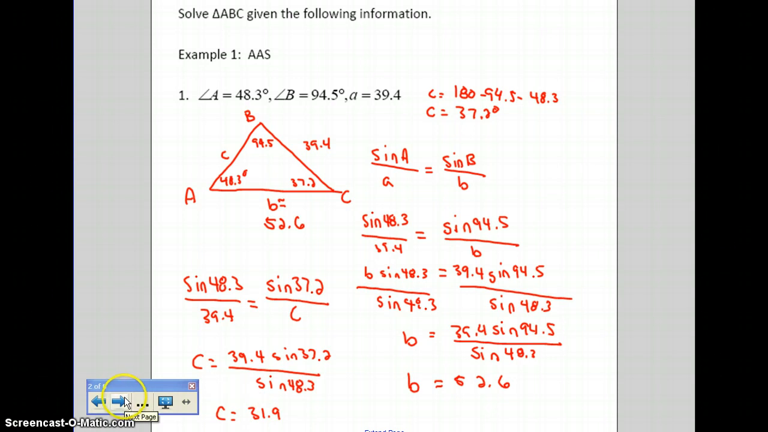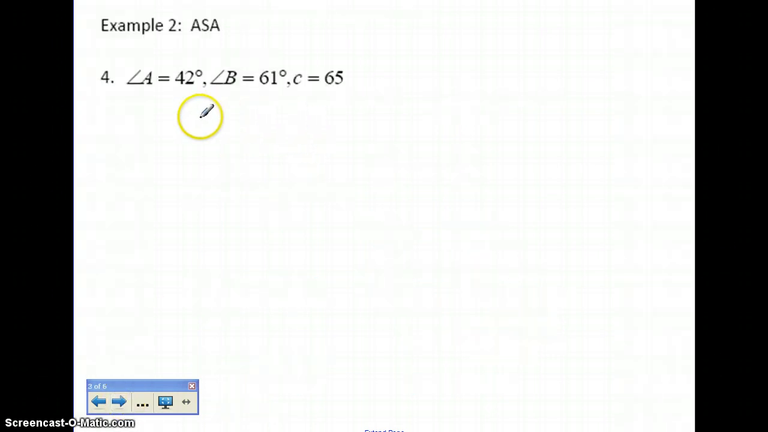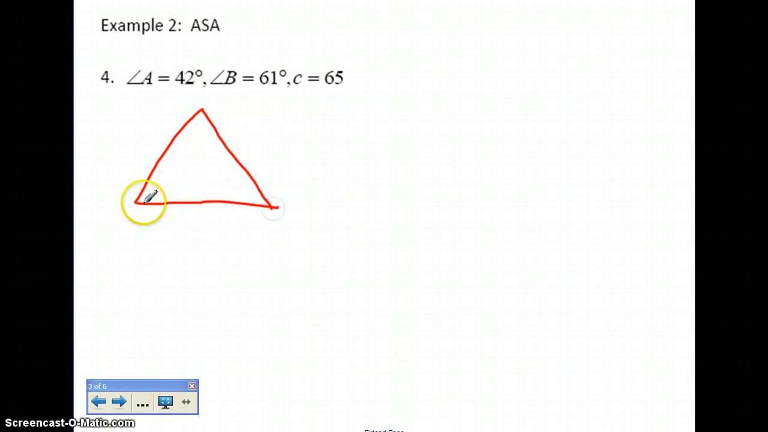We're going to look at another case in which I'm given an angle, a side, and an angle. So let's draw this picture. It's not that complicated. This is number 4 in the notes. So I have A, I have B, I have C. So this is 42. This is 61. And then this is 65. So I don't have any angles and sides that are opposite each other right now. So what I'm going to do is find out what angle C is. So when I take 180 minus 61 minus 42, I get that missing angle measure to be 77 degrees.